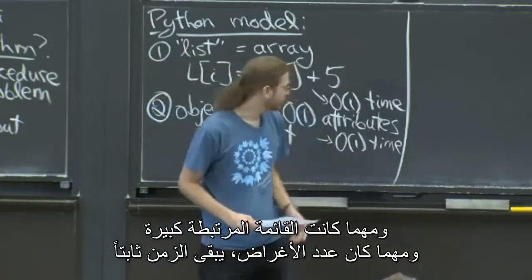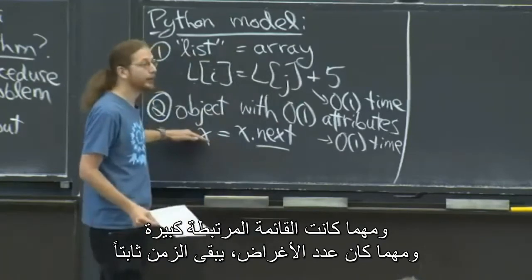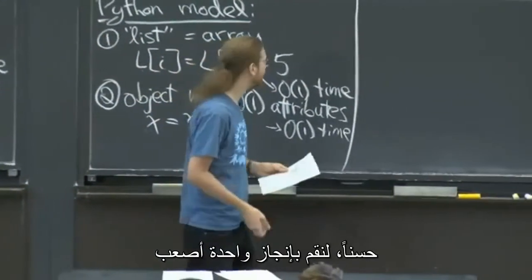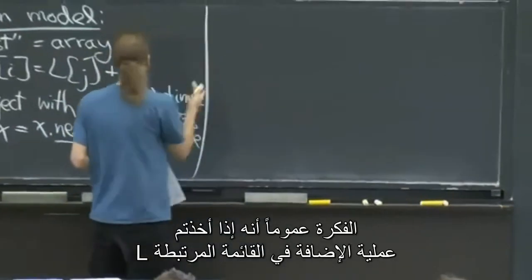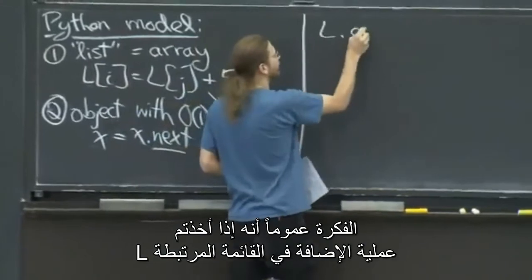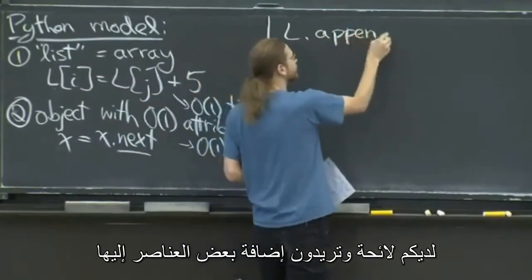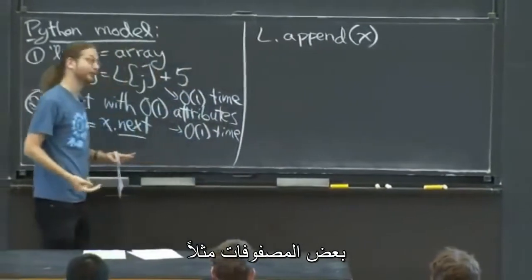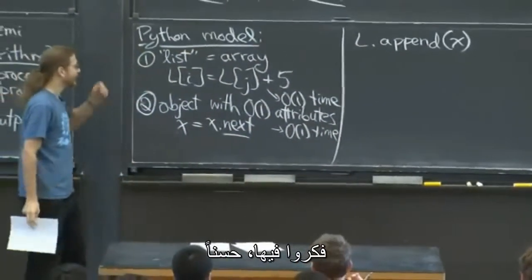No matter how big your linked list is, or no matter how many objects you have, these are constant time. OK, let's do some harder ones, though. In general, the idea is if you take an operation like l.append, so you have a list, and you want to append some item to the list. It's an array, though, so think about it.